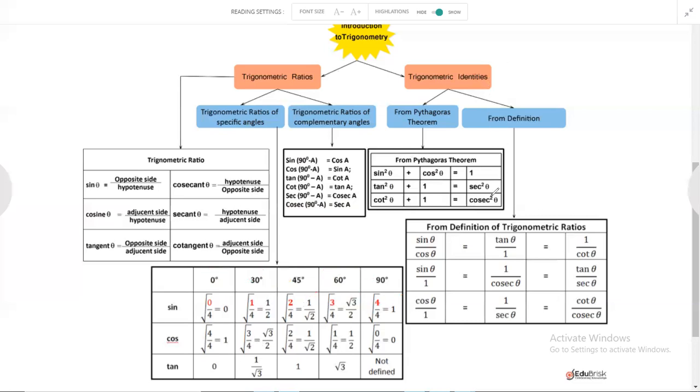Now the last topic is the identities. Identities, which are the basic identities, that is sine square theta plus cos square theta equal to 1, tan square theta plus 1 equal to sec square theta, then cot square theta plus 1 equal to cosec square theta. Now, how to remember these identities?